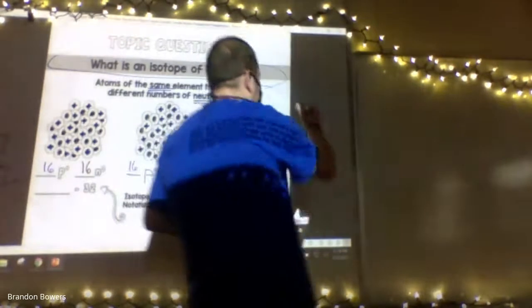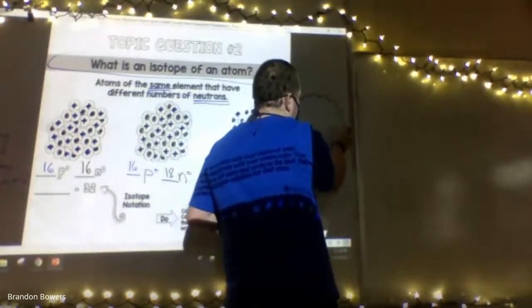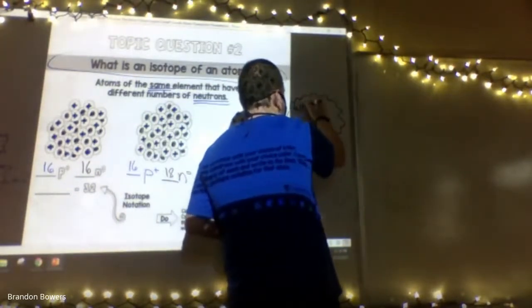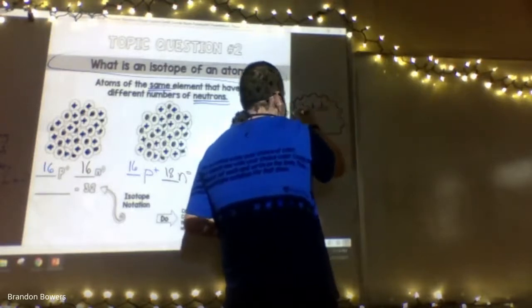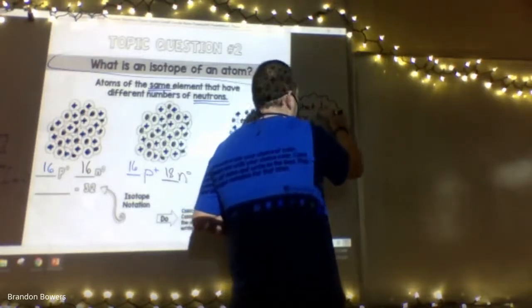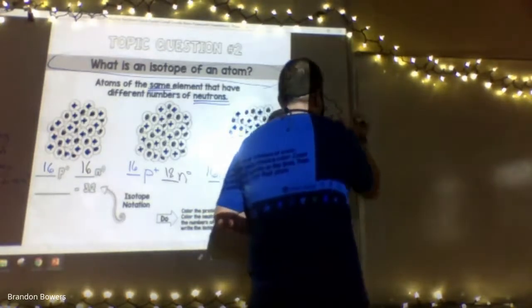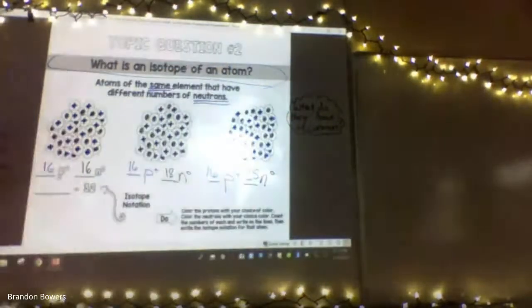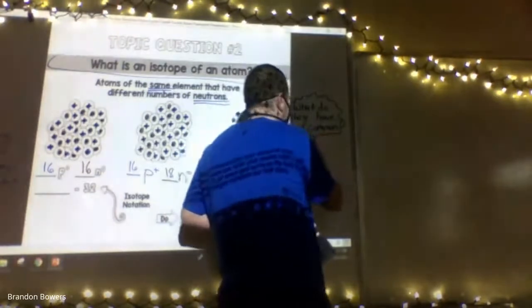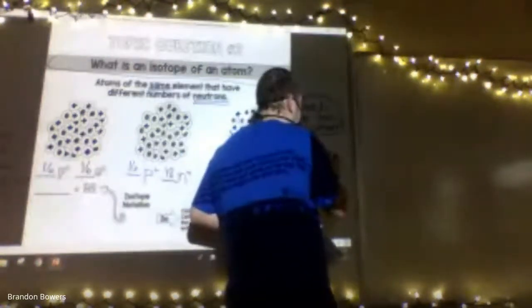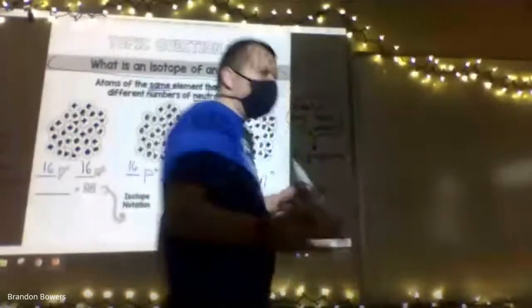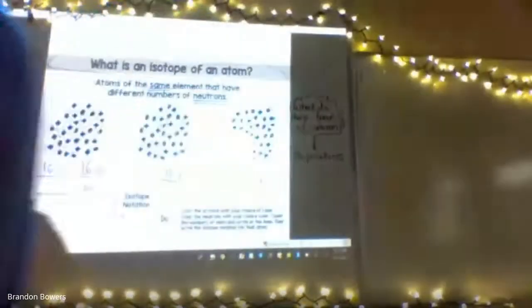Okay, so over here, it says, what do they all have in common? Well, if you look, you might still be drawing, that's fine. What do they all have in common? 16 protons. That's exactly right. They all have 16 protons. Now, 16 protons tells me what element it is. What element is 16?